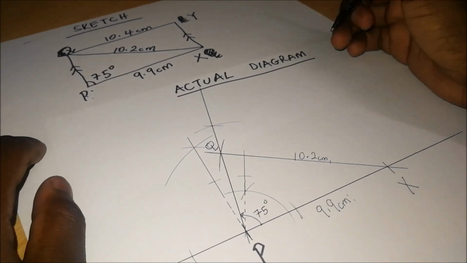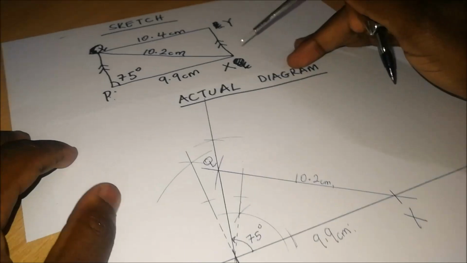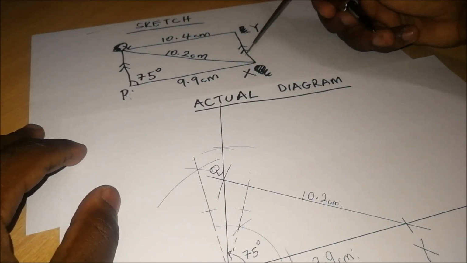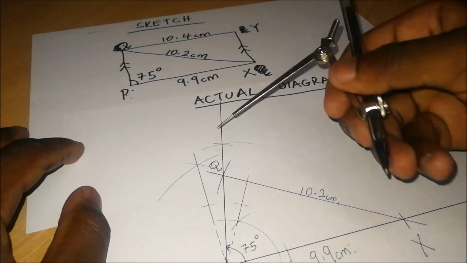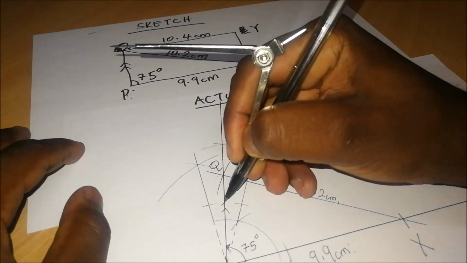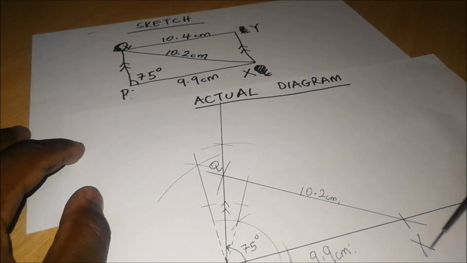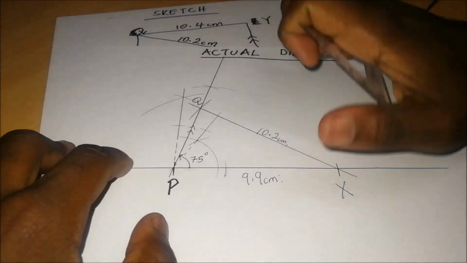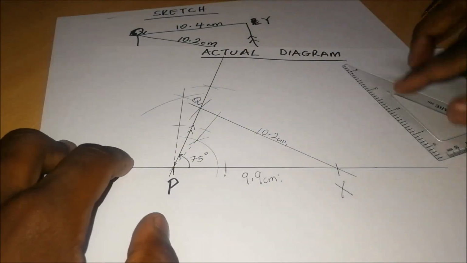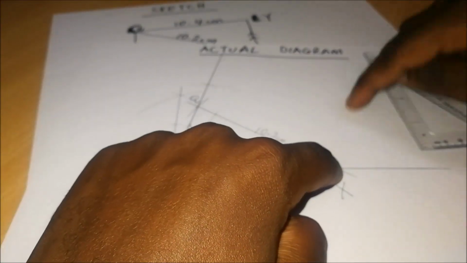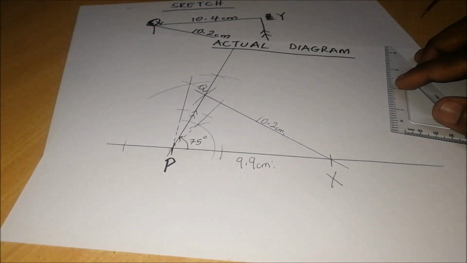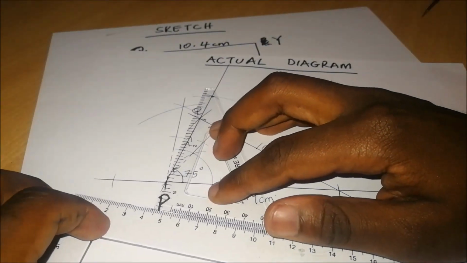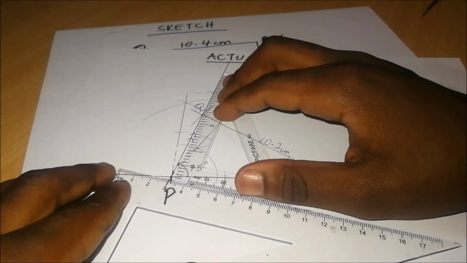So remember we have been told that the line PQ is parallel to XY. So it means that if this is line PQ, this line is supposed to be parallel to another line here called XY. My interest is that I would like to draw another line parallel to that one. So what I'll do, I will bring two rulers, and I can see this one is like that right there.